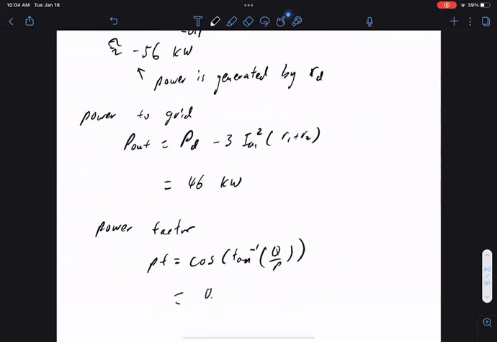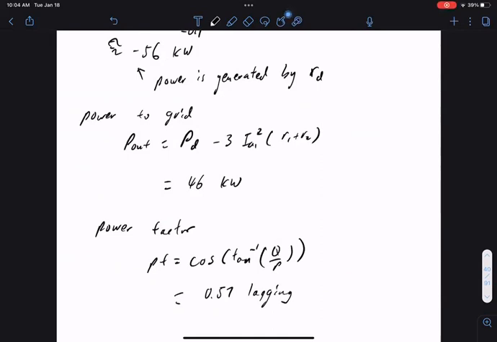Power factor of 0.57 lagging. So once you know P and Q, you know the power factor. Normally for this generator, we don't care about power factor all that much because you have no control of your power factor at all.